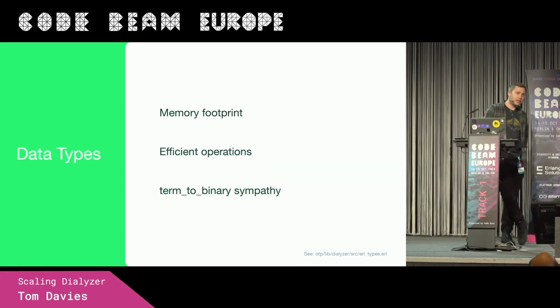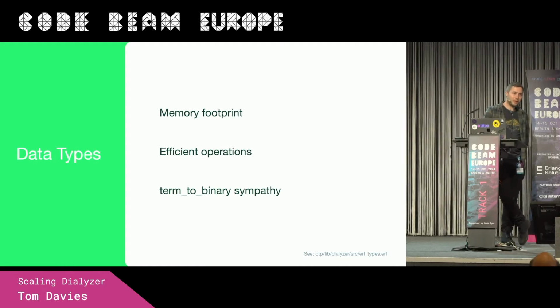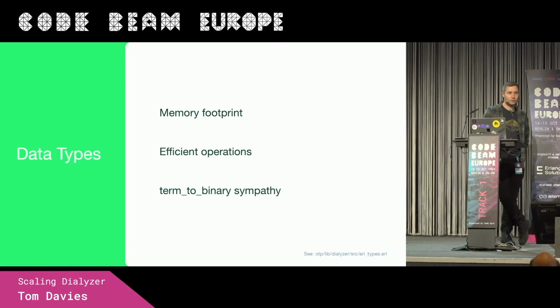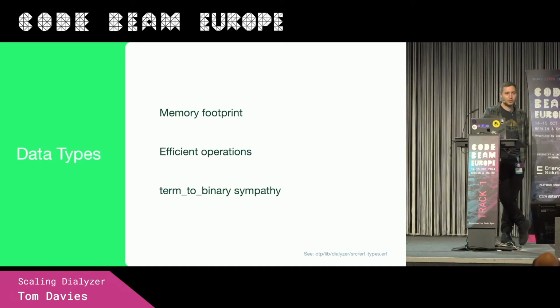The sort of things I considered were memory footprint, because if you've got a large code base and Dialyzer loads the whole thing into memory, we're talking gigabytes, tens of gigabytes, maybe more, of memory soaked up with essentially just your code. I also considered what operations are efficient for the given data type. We really want to make the things that Dialyzer does all the time, like comparing types, very efficient, and not worry so much about things that it doesn't do.